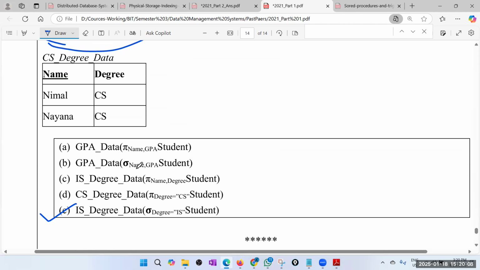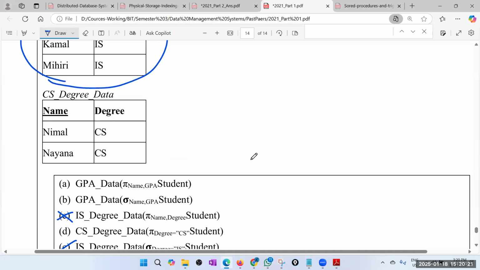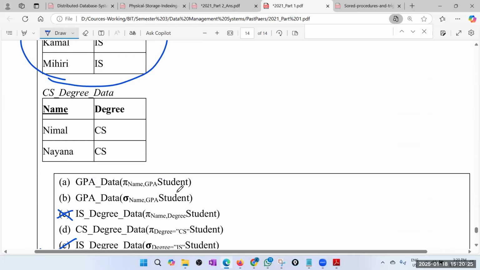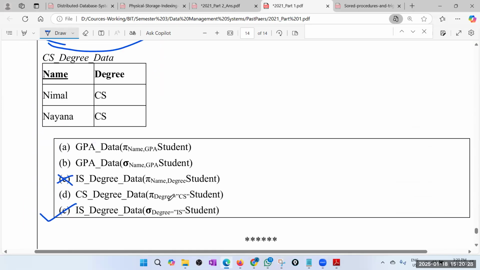There is a sigma here. There's another IS degree data here, but that doesn't have the sigma, so this is not the answer. Let's look at the rest. Then CS degree data. CS degree data has CS people. But this is 5. This is not sigma, so this is not correct.